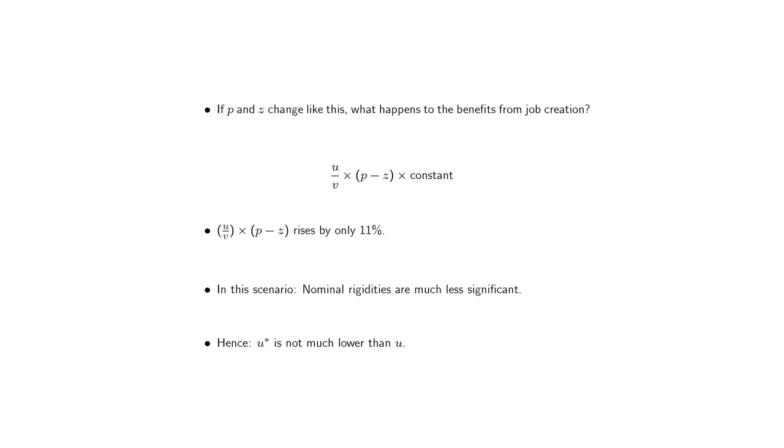The product of 2.5 times P minus Z, U over V being the unemployment vacancy ratio, now rises by only 11% because the fall in P minus Z offsets the increase in the unemployment vacancy rate to that extent. In this scenario, where we have this big change in P and Z, nominal rigidities are much less significant. And U star, the natural rate of unemployment, is not much lower than the unemployment rate.